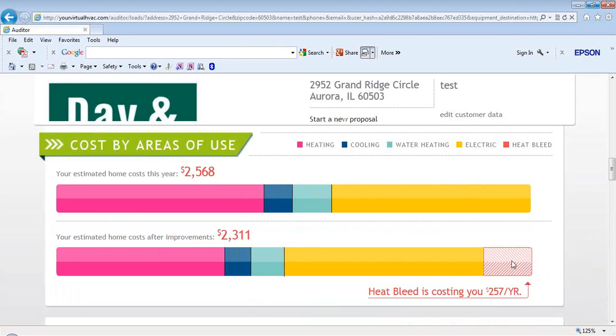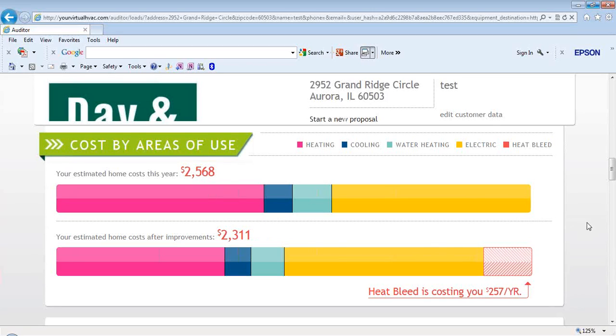And this section down here is basically what we can fix by the improvements I picked. If you recall, the improvements I picked were going from an 80 to 97% furnace, going from a 14 to 16 SEER air conditioner, and putting a little bit of extra attic insulation to go from R30 to R39, I think I picked. Doing all of those things is going to save me $257. Like I said, this house is only 10 years old, so it's not too bad to begin with. It only costs $2,500 for utility bills.